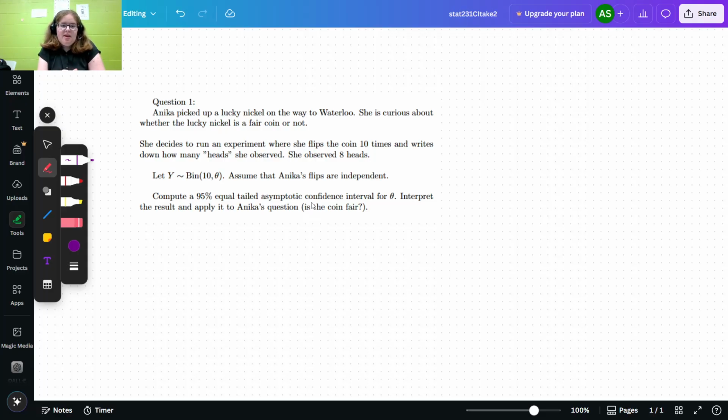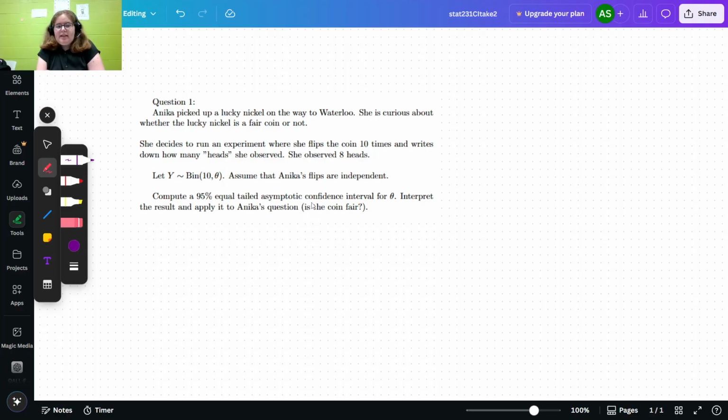Okay, let's go. So Annika picked up a lucky nickel, and she's curious as to whether it's a fair coin or not. So I'm going to run this experiment where I flip the coin 10 times and write down how many heads I get. I got 8 heads. Okay, that seems like a lot of heads, but we'll just do some calculations there.